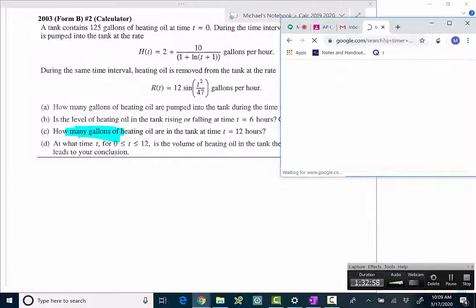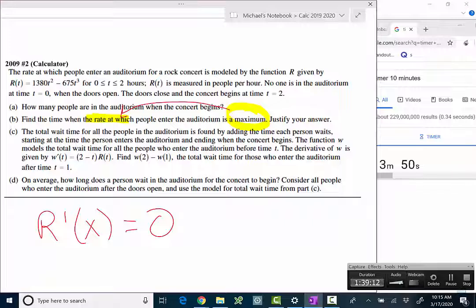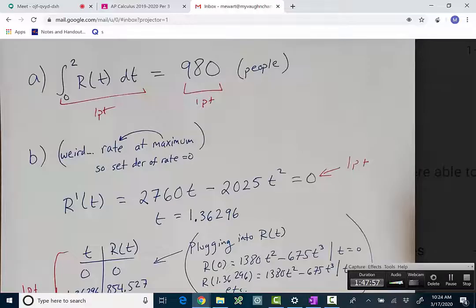Okay, the last one is a little bit tricky. This is, to me, just the worst question. It's one of those ones where it's just way too hard. But when we look at B, I kind of gave everyone a hint, is that they want the maximum of the rate. So not the maximum of the people, but the maximum of the rate. So we're setting R prime, not R, equal to 0.